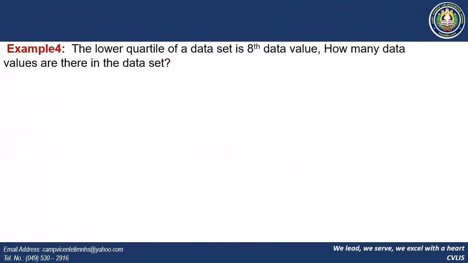For the last example, we have this kind of problem. The lower quartile of a dataset is the 8th data value. How many data values are there in the dataset? Do you know what is asked in the problem? Yes, you are genius, because we are looking for the value of n.